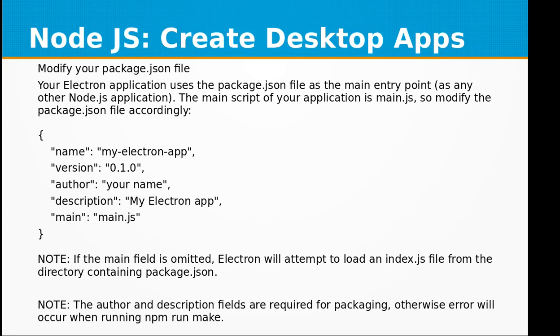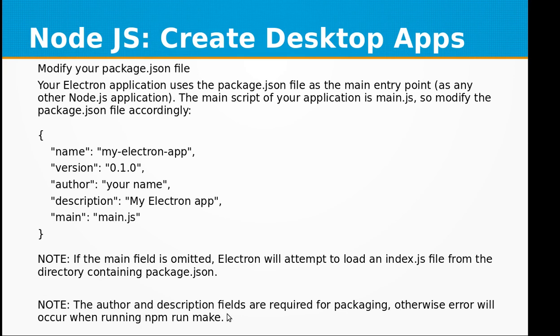Okay, modify your package.json file. Your Electron application uses the package.json file as the main entry point like any other Node.js application. The main script of your application is main.js, so modify the package.json file accordingly. We have already done that and we have changed index.js to main.js earlier. If the main field is omitted, Electron will attempt to load an index.js file from the directory containing package.json. So if we remove this whole setting of main, Electron will attempt to load the index.js file as a default.